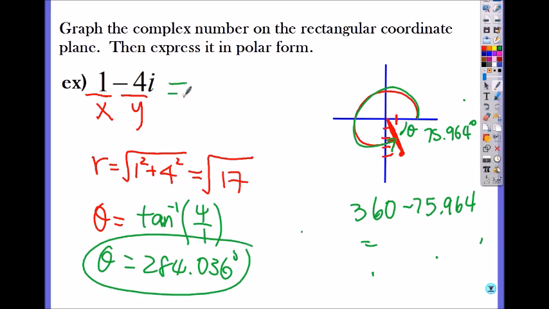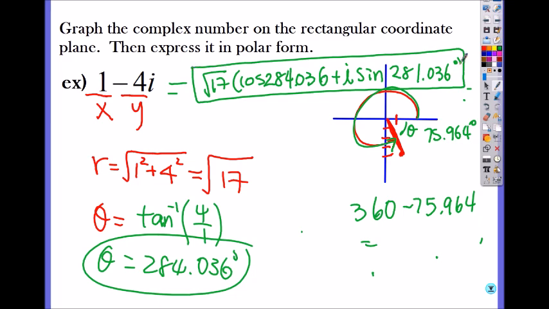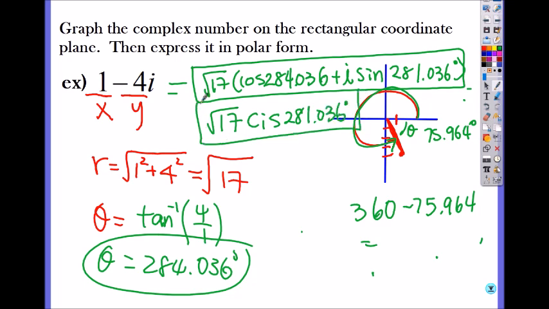So now we just put it in polar. How do you put that? It's r outside, square root of 17, cosine of 284.036 plus i sine of 284.036. Or, do you want me to show you the shorter way? It is square root of 17 cis 284.036 degrees. They're exact same thing.